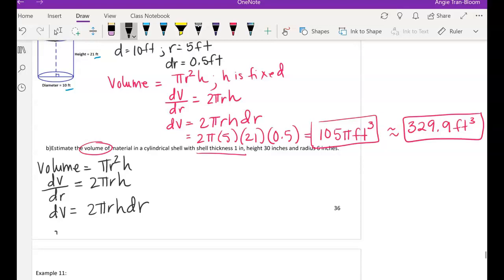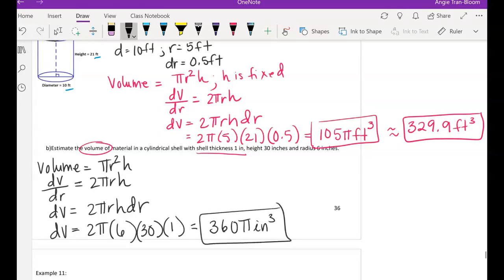Let's plug in everything we have. So dV is 2 pi, the radius is given to you as 6 inches, then the height is given to you as 30. The change dr, which is the thickness of the shell, is 1. So if you don't have a calculator, I would just take it as 360 pi cubic inches and leave it just like that. It's just fine. And that's as easy as it is to find the change in volume.